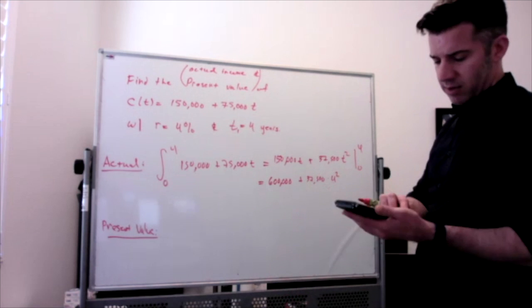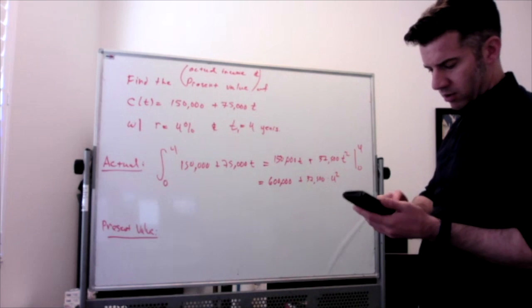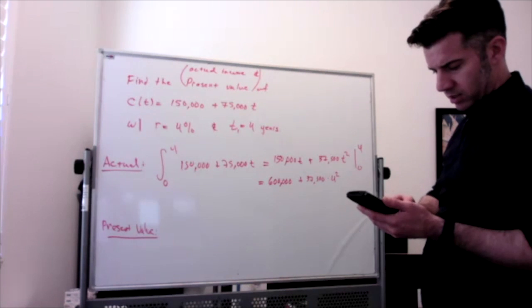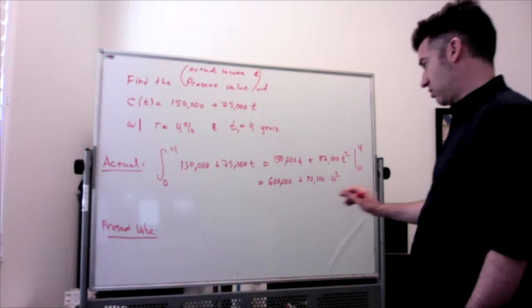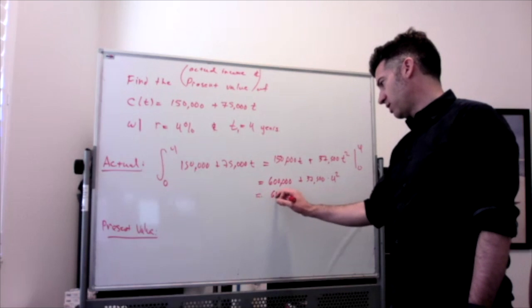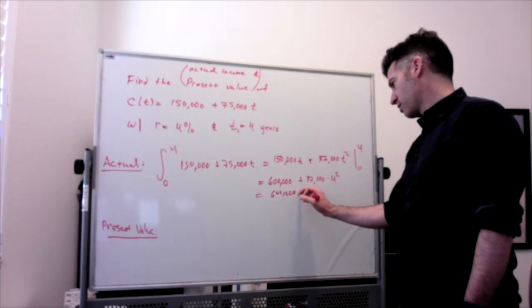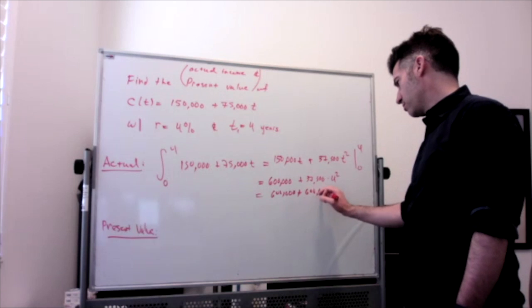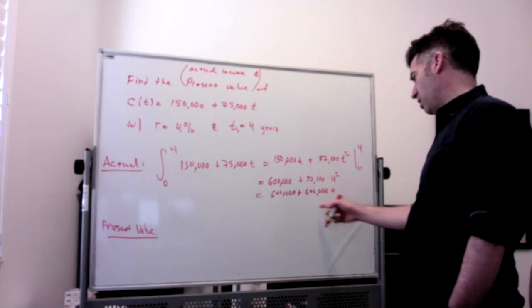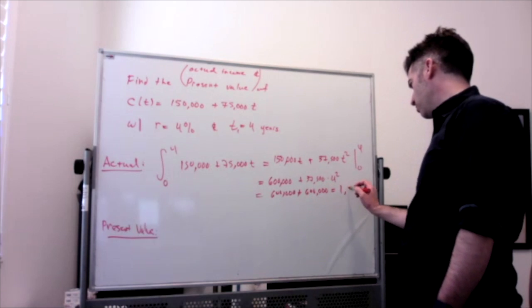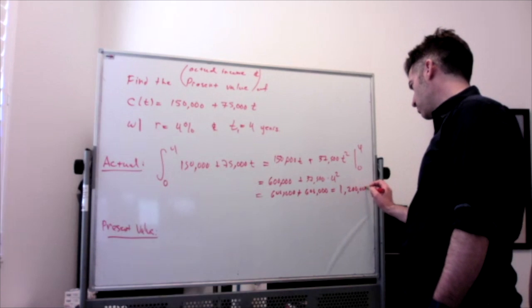And let's see, 37,500 times 16. That's also 600,000. So you're going to get 600,000 plus 600,000, which is going to be what? $1,200,000. Okay.